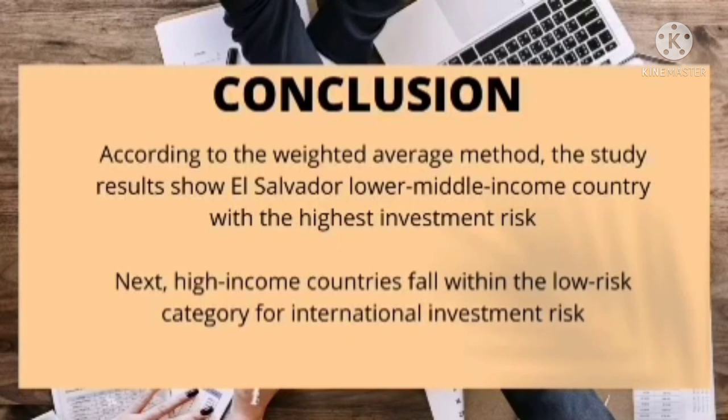According to the weighted average method, the study results show that El Salvador is a lower middle income country with the highest investment risk, followed by upper middle income countries such as Brazil, St. Lucia and Togo. Next, high income countries fall in the low risk category for international investment risk. These include the Bahamas, Bahrain, Chile, Canada, and Australia being the highest income country in comparison.